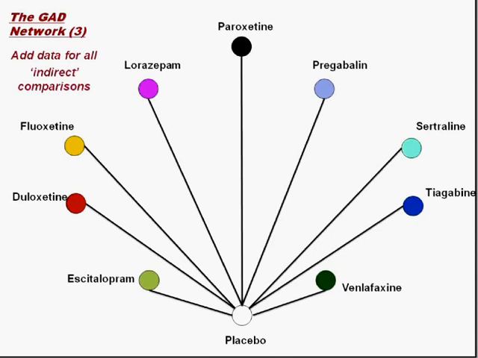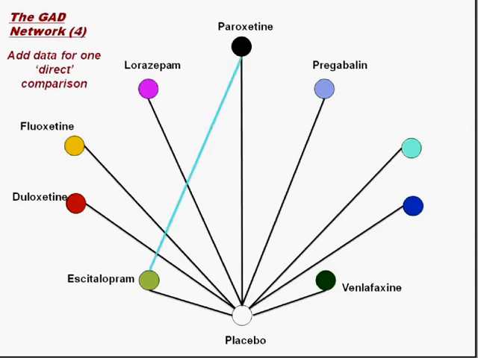Now what I mentioned before, when we have a mix of both indirect information and also direct information, we can synthesize all of that into our network and use it to derive our estimates of pairwise comparisons. So what I'll do first with this blue line is add in data for one of the pairwise comparisons we had information on. That's for escitalopram against paroxetine. Again, I haven't mentioned the number of studies, but I believe there was only 1 trial there. What I'm going to do on the next slide is map all of the direct information we had.